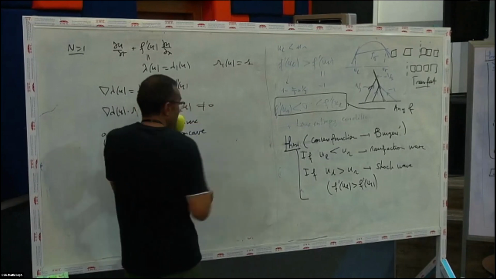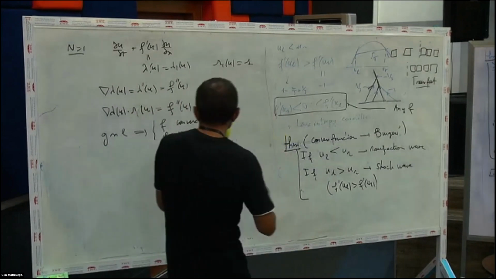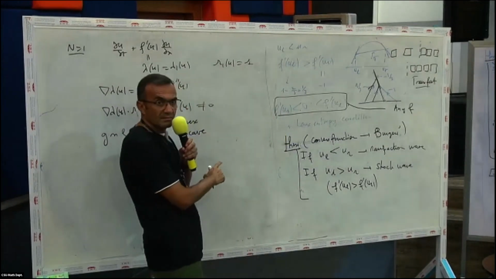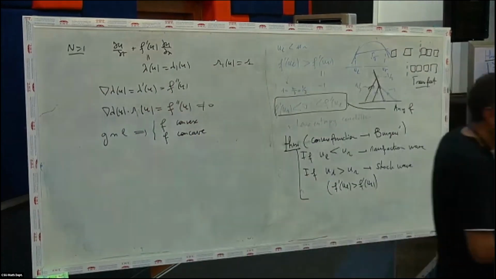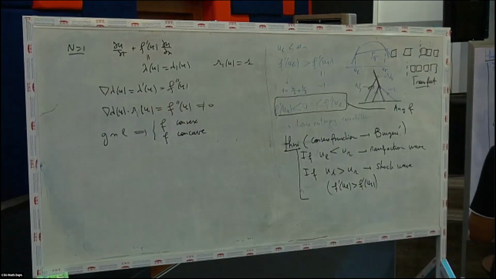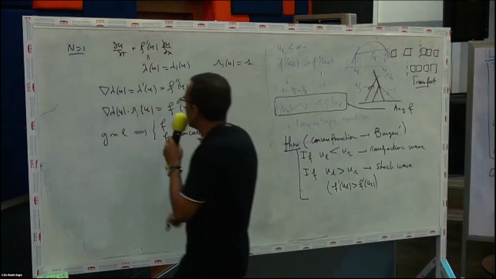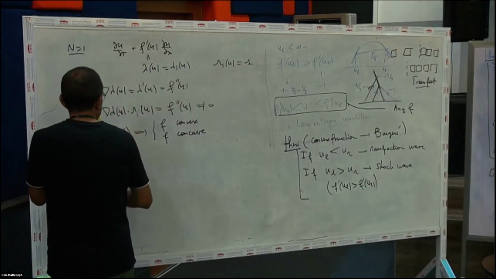Maybe there is E, I'm not sure. Is there E? No? Concave? No? Okay. So we are in the conditions. And so this is GNL, means this, okay?